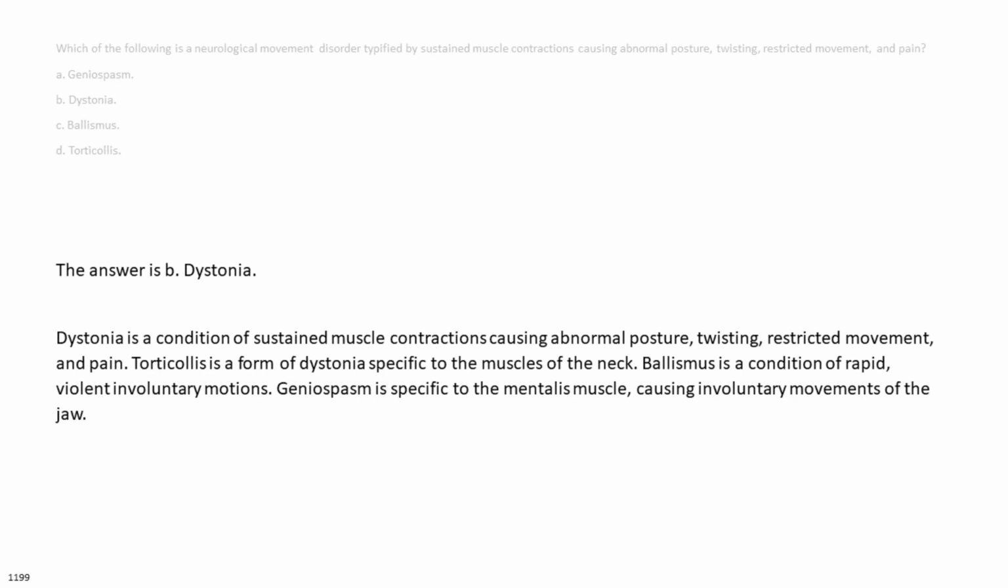The answer is B. Dystonia. Dystonia is a condition of sustained muscle contractions causing abnormal posture, twisting, restricted movement, and pain. Torticollis is a form of dystonia specific to the muscles of the neck. Bulismus is a condition of rapid, violent involuntary motions. Geniospasm is specific to the mentalis muscle, causing involuntary movements of the jaw.